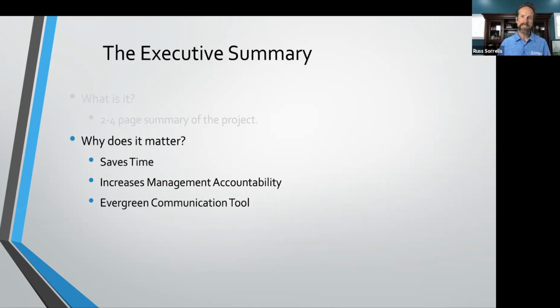It increases management accountability, and that's a key aspect of this. I've seen many capital project managers in my career, so project engineers, manufacturing engineers, get thrown under the bus by management. Say something's not going right, the project is late, it's delayed, it's over budget.